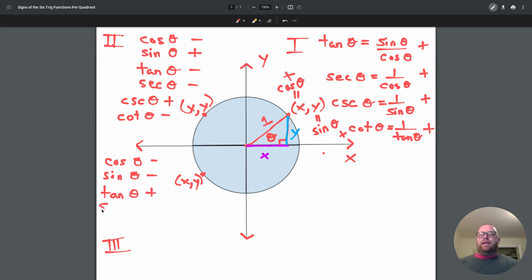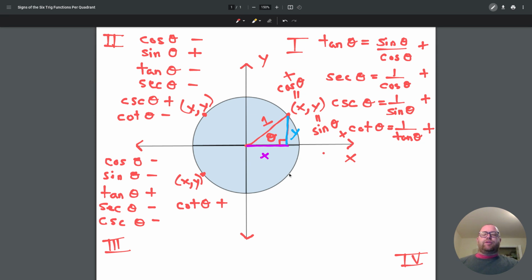The secant of theta, so 1 over the cosine, is going to be negative. The cosecant of theta, 1 over the sine, is going to be negative. The cotangent of theta is 1 over the tangent, so that's going to be positive. And that's quadrant 3. So on to quadrant 4 here.